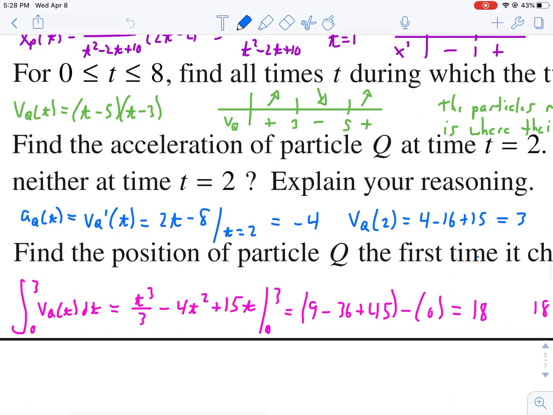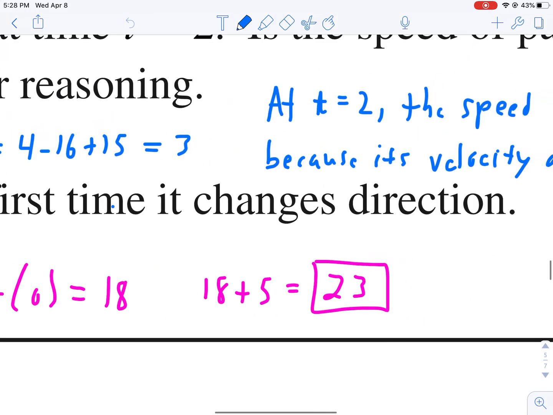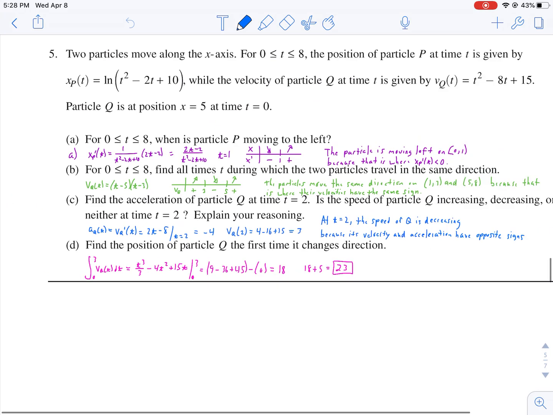So there's our antiderivative. Now, I didn't put the plus 5 in here to begin with. I found the displacement to be 18, and then did 18 plus 5 right there. And that's fine if you write it like that as well.